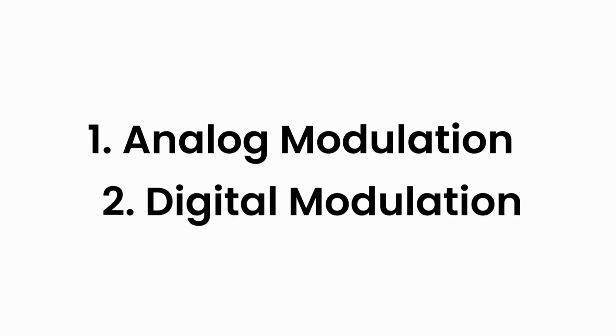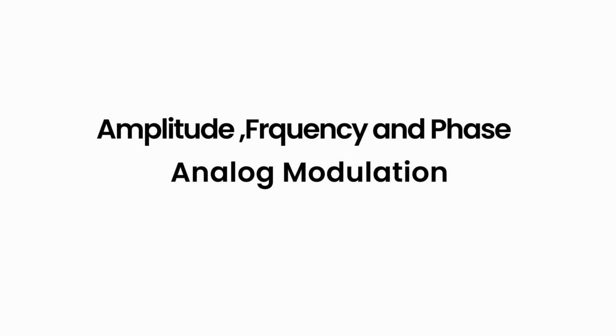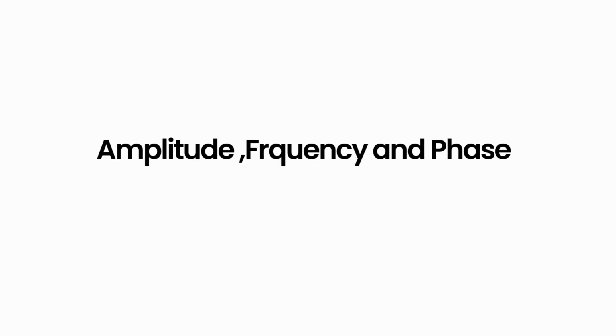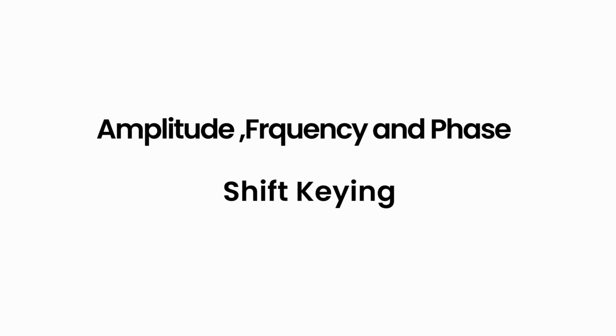Now we are going to learn about different types of modulation. Modulation is divided into two categories: one is analog modulation and the other is digital modulation. Analog modulation is divided into amplitude modulation, frequency modulation and phase modulation. In a similar way, digital modulation is divided into amplitude shift keying, frequency shift keying and phase shift keying. So we can see them one by one.